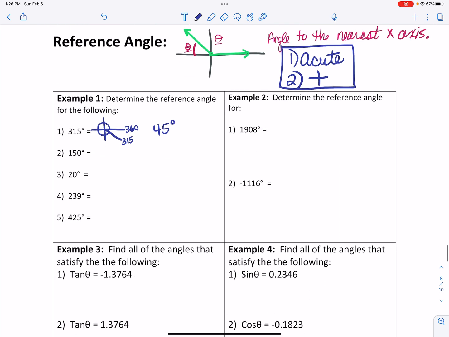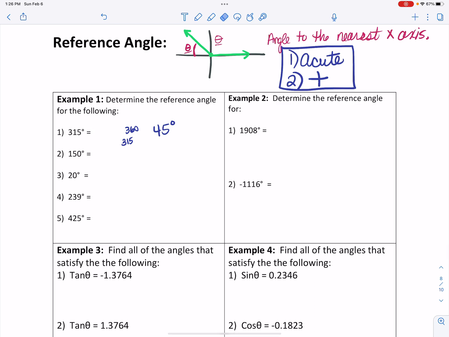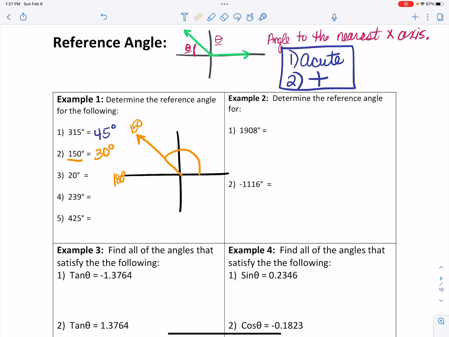Okay. I'm just going to make a big one of these, and then we'll get rid of it at the end. So if I make a big axis here, on my next one, 150, right? 150 would be in quadrant 2, so this is 150. The nearest x-axis is 180, so this answer would be 30 degrees. Okay, on the next one, if I did 20, my 20 would be right here. My nearest x-axis is 0, so this angle is 20 degrees.